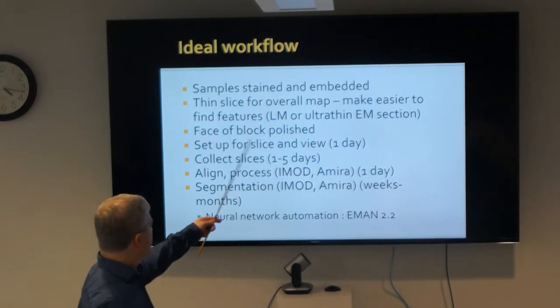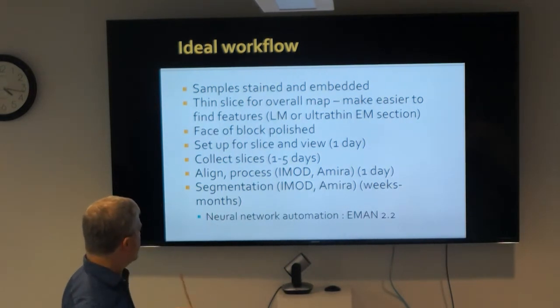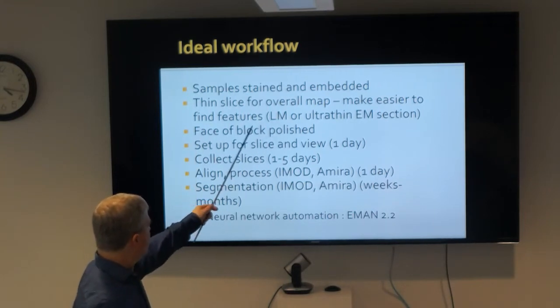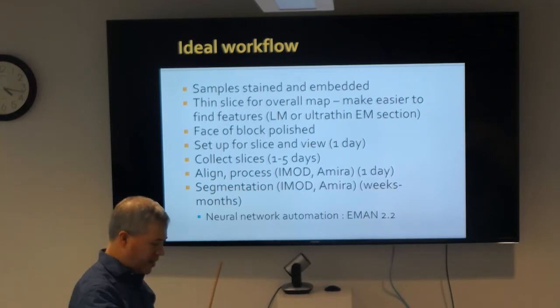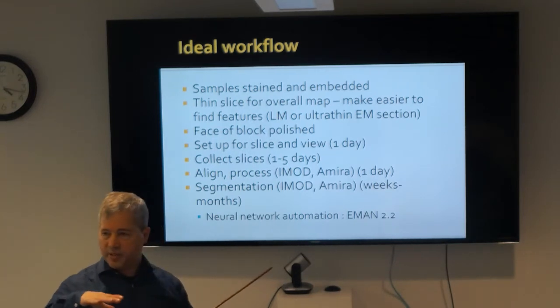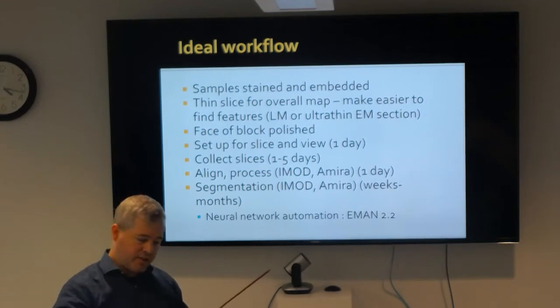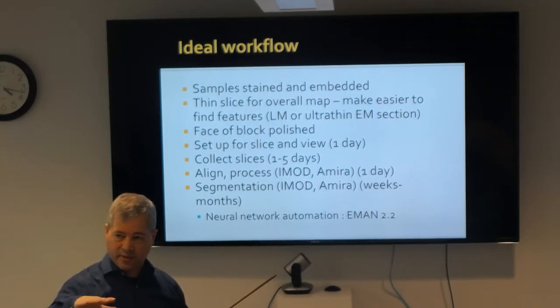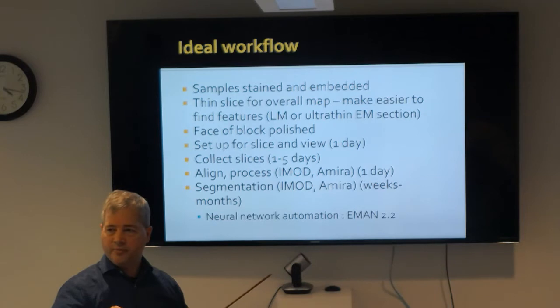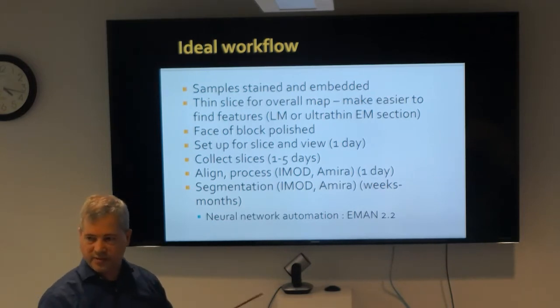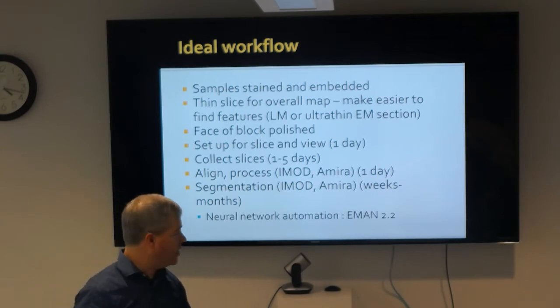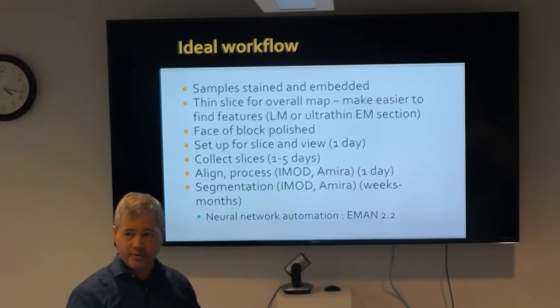So the ideal workflow for this is that the sample's already stained and embedded. You do a thin slice for an overall map to make it easier to find features, because when we look at a sample that's been embedded in plastic and stained, you don't see very many details. You can kind of see where some features are, but you can't see what's beneath the surface until the surface has been cut. So finding the area of interest can sometimes be difficult.